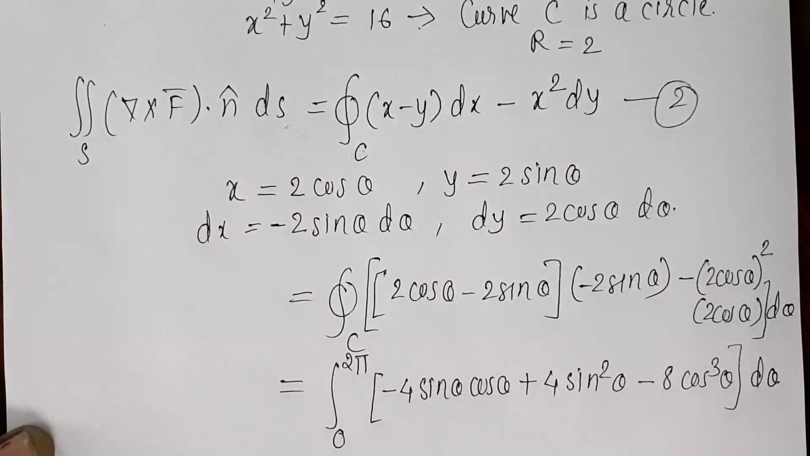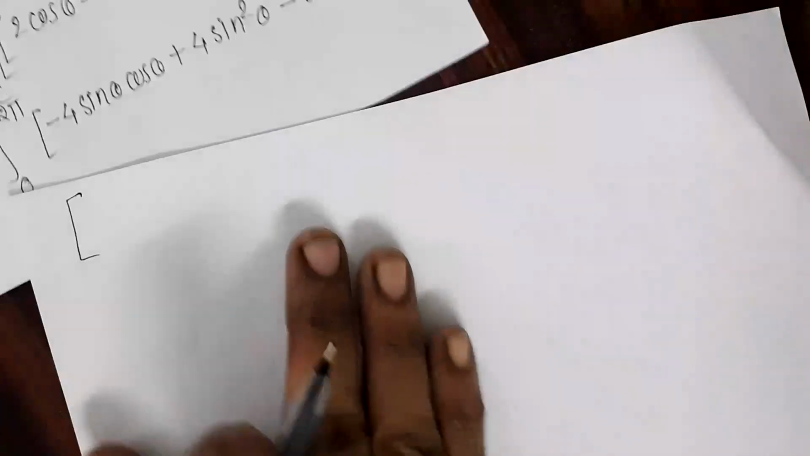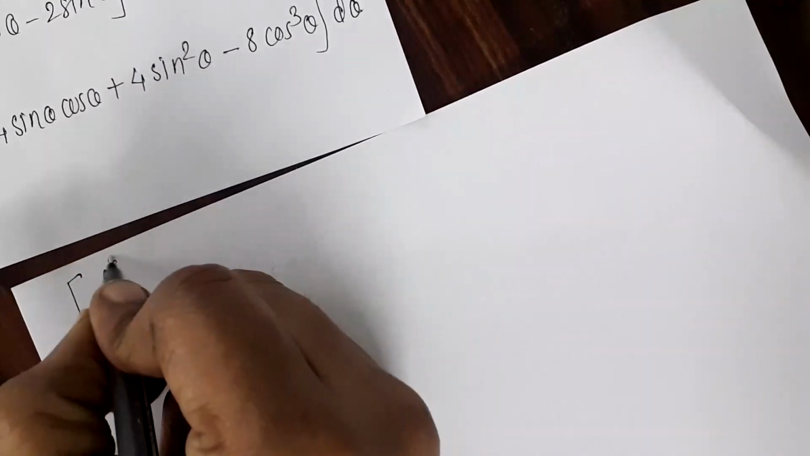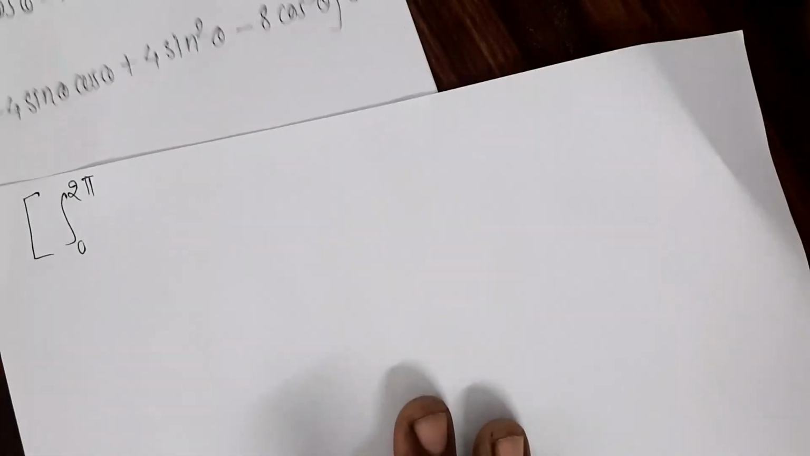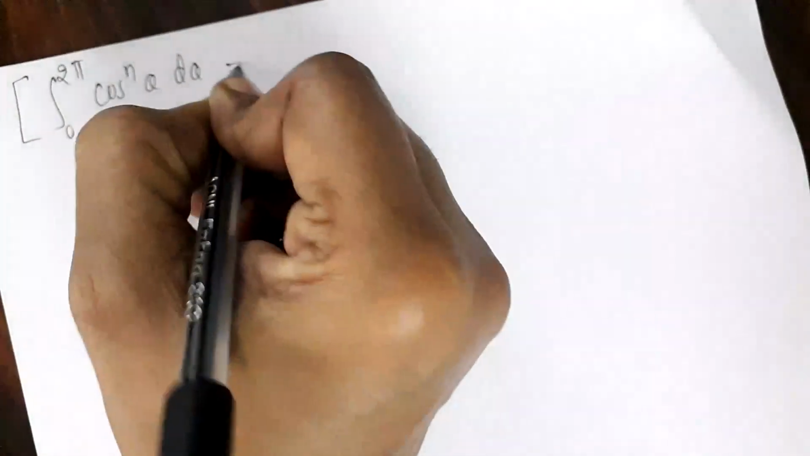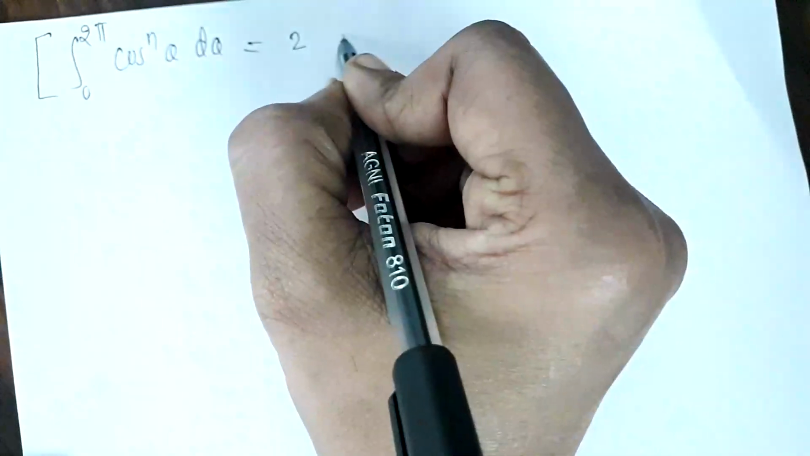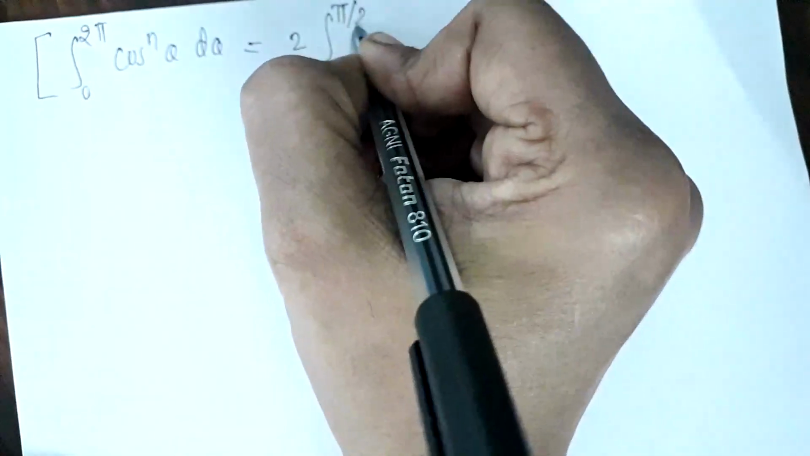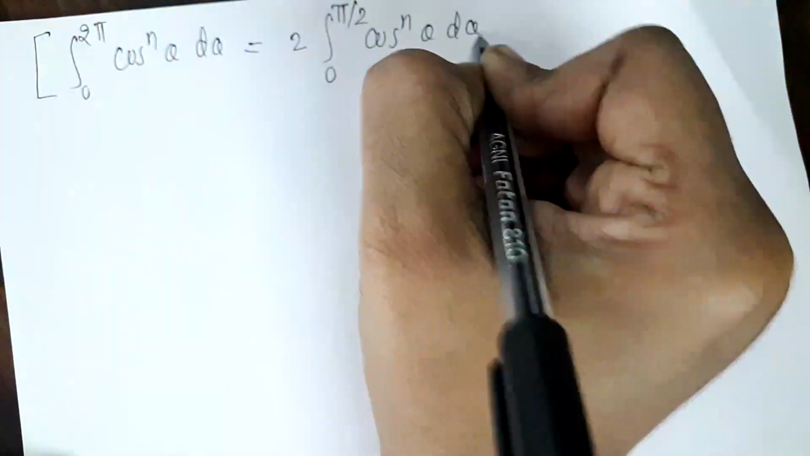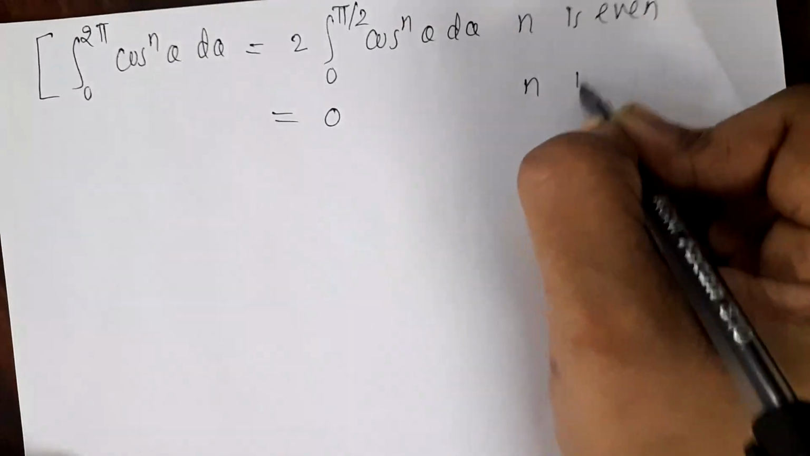Again we use the reduction formula here to simplify it further. So the reduction formula: integration 0 to 2 pi of cos to the power n theta d theta is equal to 2 times integration 0 to pi by 2 of cos to the power n theta d theta when n is even, and it is equal to 0 when n is odd.